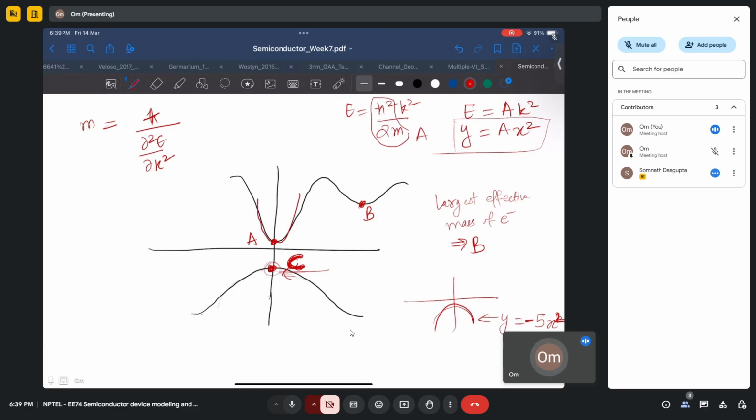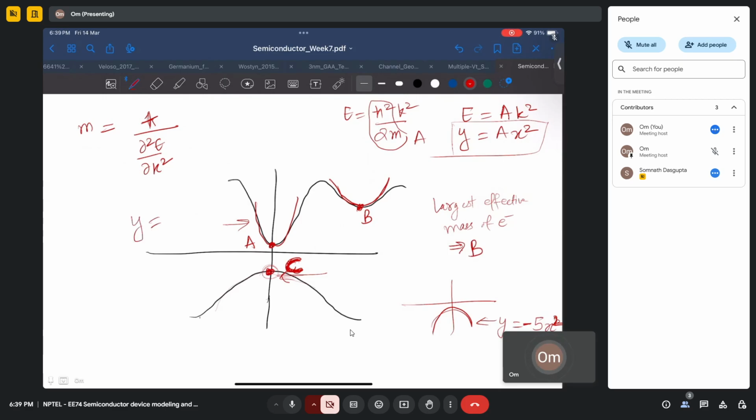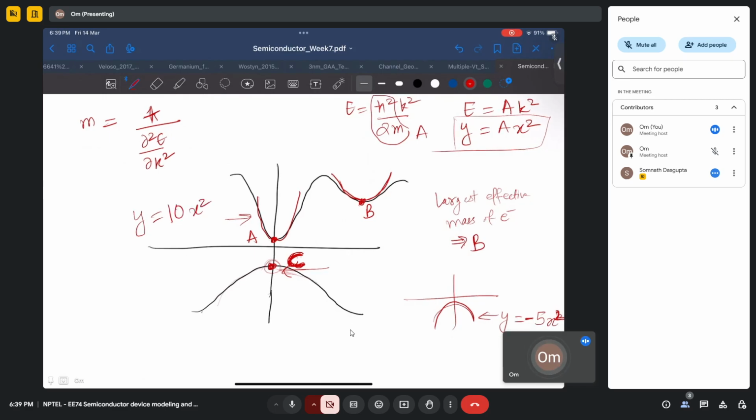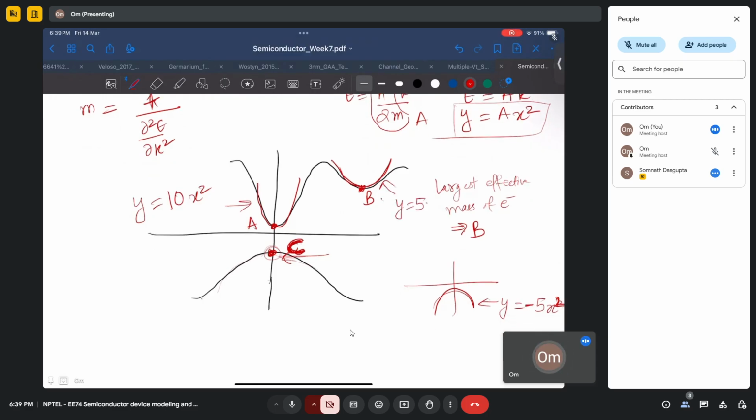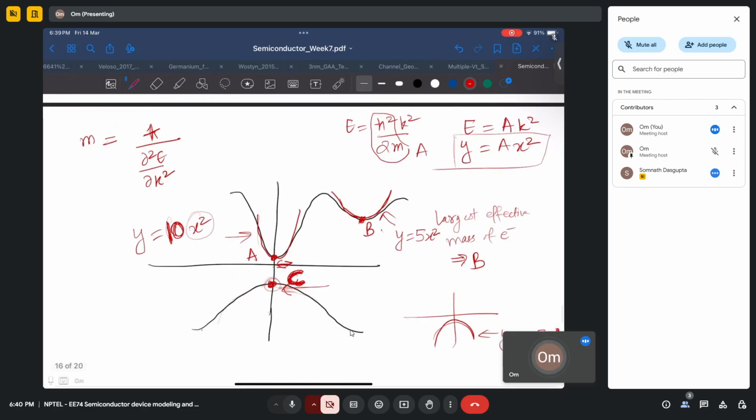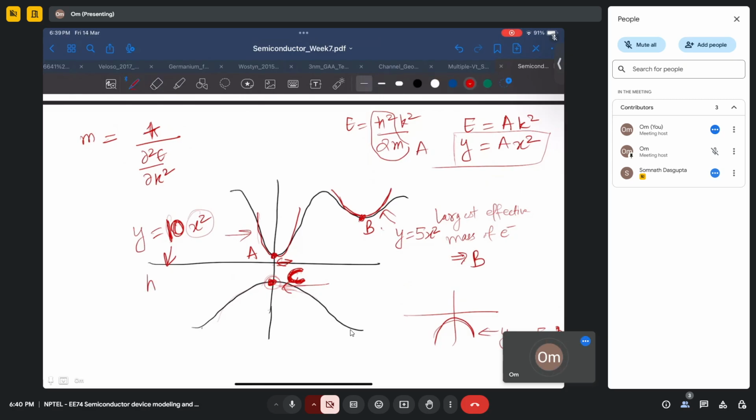And if we consider these two cases, this one and this one, here it could be y equals 10x square, and here it could be y equals 5x square. Now why 10x square? Because here with a small change in your x, there is a large change in y. That's why this coefficient has to be higher. And if this coefficient is higher, that means h square k square by 2m is higher, that means m is lower for this one. Similarly, m will be higher for this one.